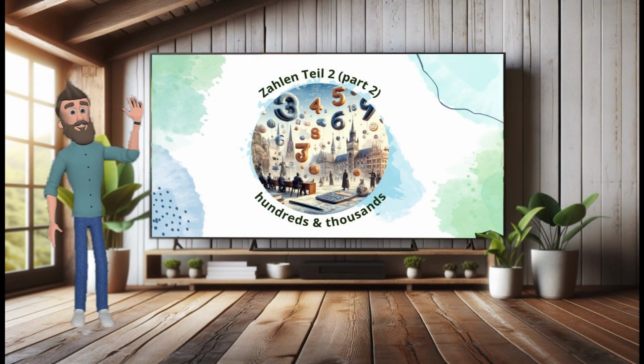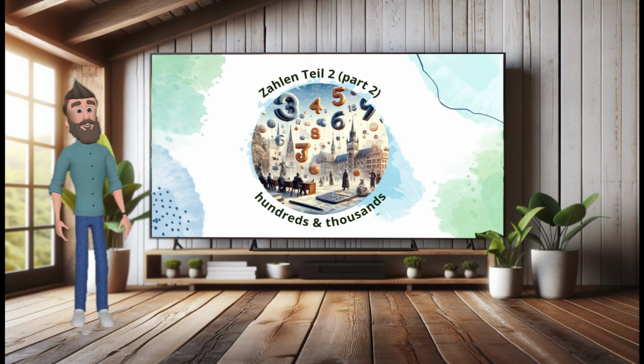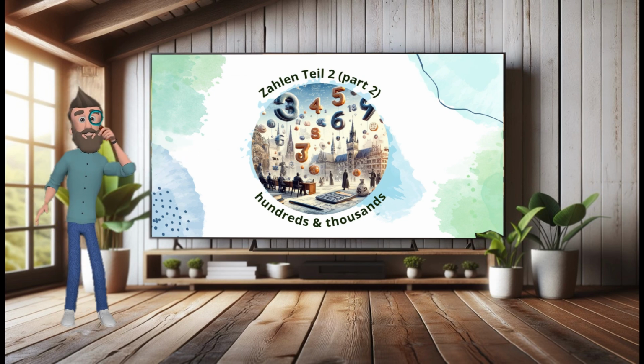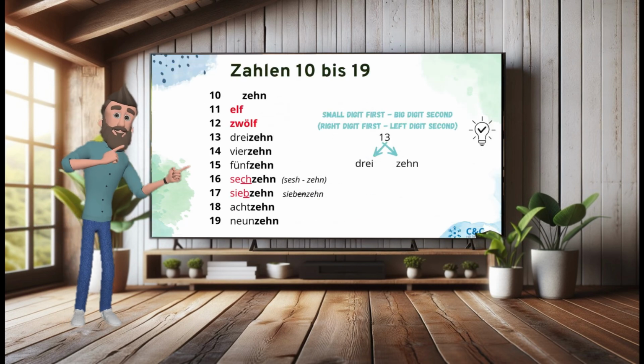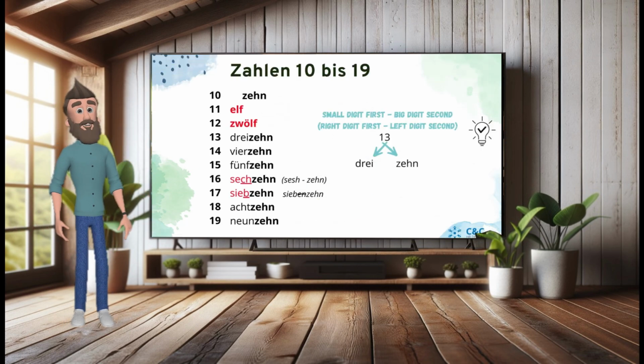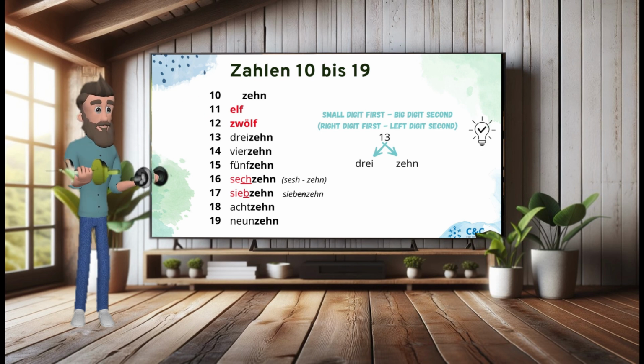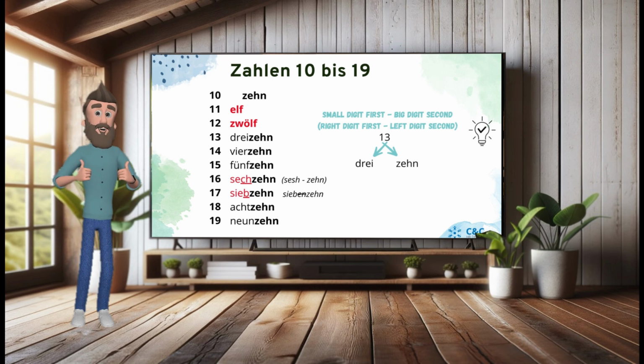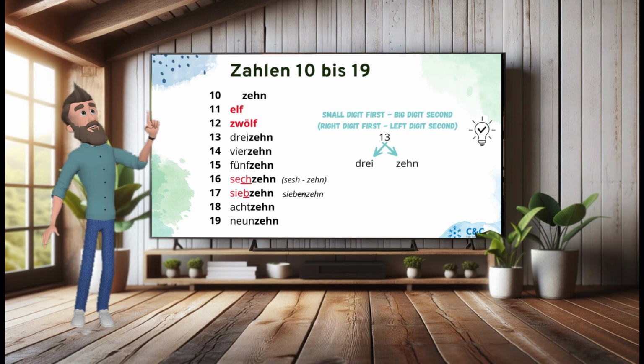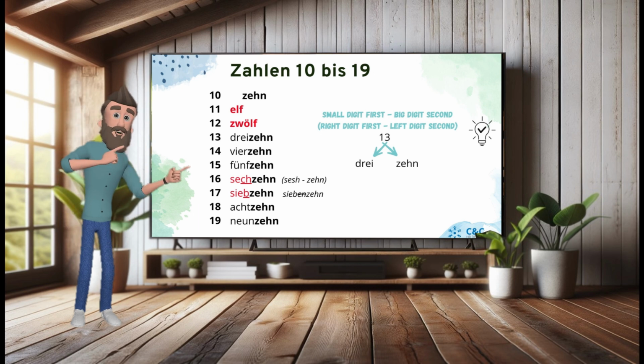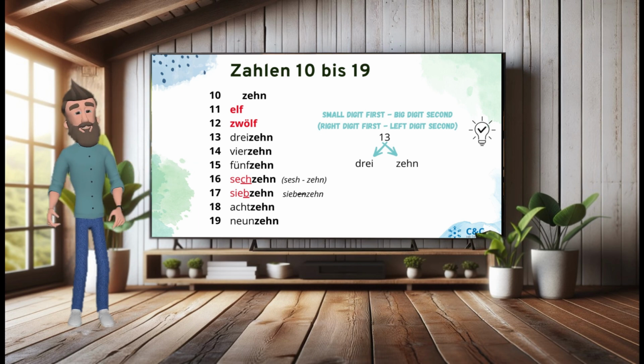Welcome to German Lesson 5. Today we are going to take a look at the hundreds and thousands. But first, let's review what we have learned so far. Here are the numbers from 10 to 19. I'll say them for you. You can speak them with me if you feel. 10, 11, 12, 13, 14, 15, 16, 17, 18, 19. Awesome. We have the rule small digit first, big digit second. Or if you want it like that, right digit first, left digit second.